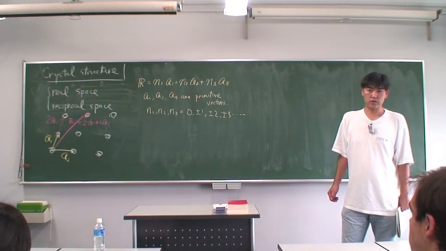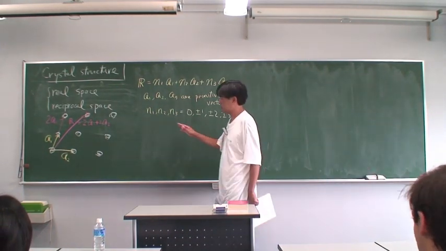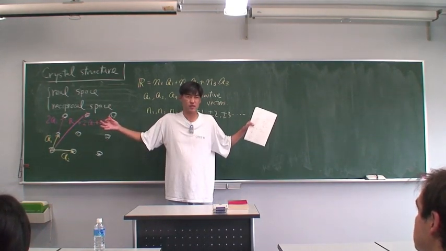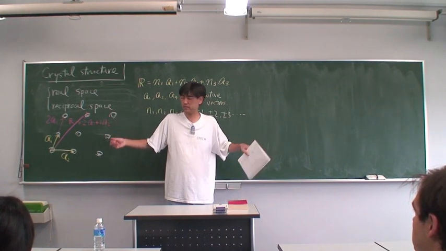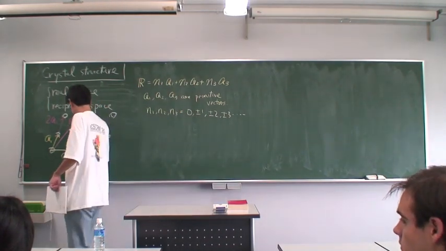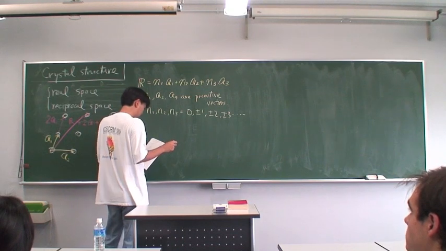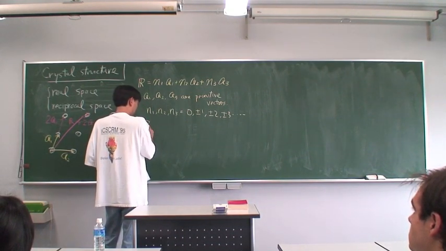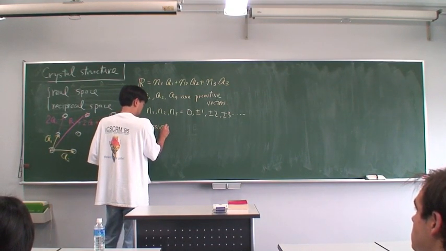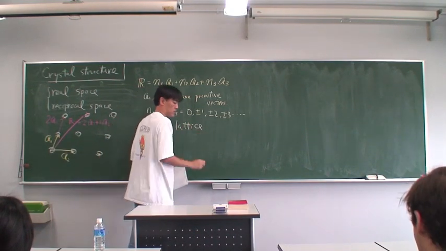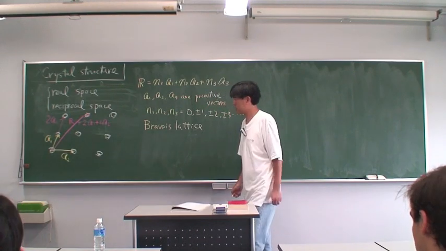And doing so, I can find atoms in every point. So this lattice has to be infinitely large. Okay? And this type of structure is known as a Bravais lattice. Bravais lattice. Okay?